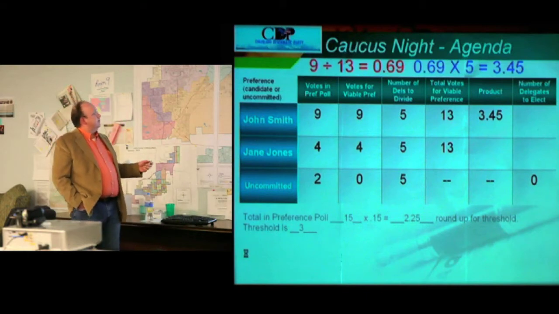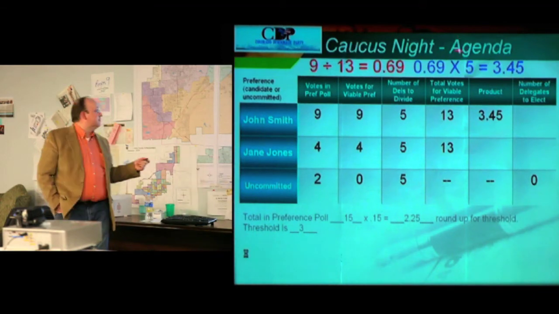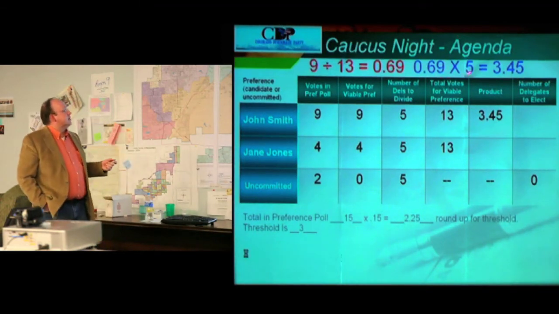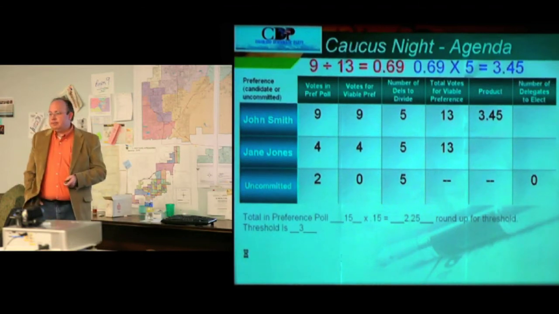So the next thing you do, this is where it gets messy, is you do each candidate to figure out what their raw number is. For John Smith, they have 9 votes out of 13 votes. That's 69%. They have 69% of the votes. So that's 0.69. Then you take 69% times the total number of delegates, 5. So if you had hundredths of a delegate, they would get 3.45 delegates.